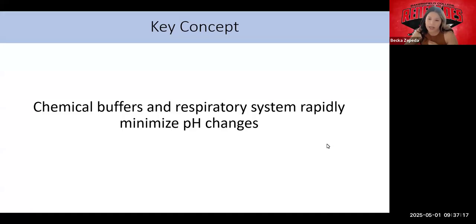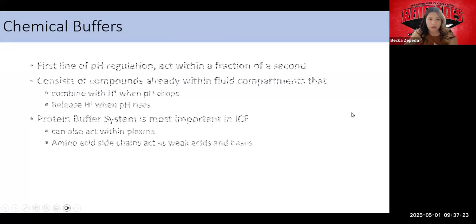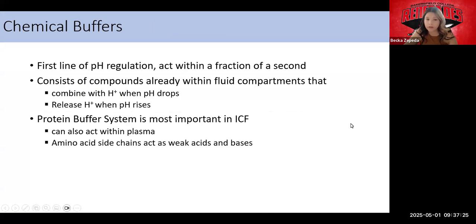So chemical buffers and the respiratory system rapidly minimize our pH changes so that we can stay within our normal range. Chemical buffers are the first line of pH regulation, and again, they act within a fraction of a second. They consist of compounds that are already within the fluid compartment. This is why they act so quickly, because these are things that are already available.